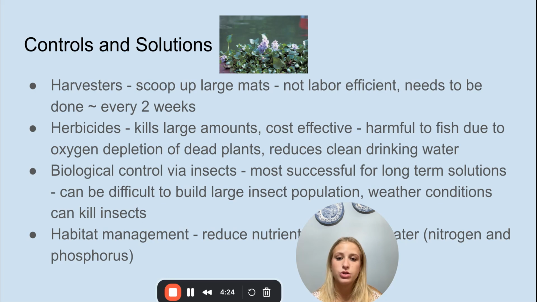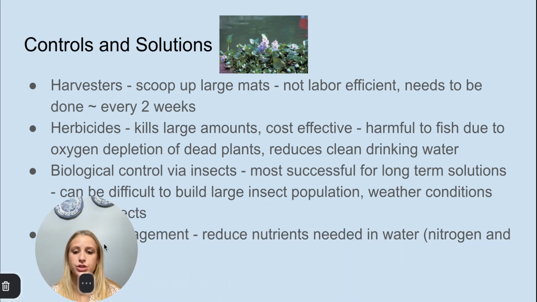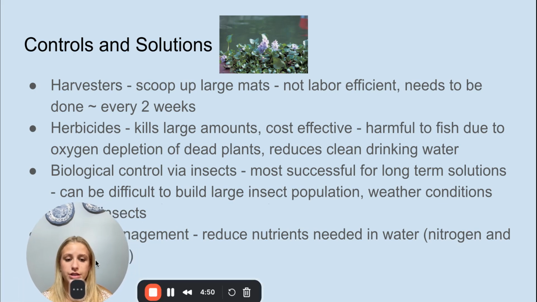And then there's biological controls by insects, which is the most successful long-term solution. So the insects are brought up from southeastern U.S., but it can be difficult because it takes years to build up the insect population, and the weather conditions do kill the insects, and because the insects eat off the leaves, it kills the plants that way. And then habitat management. So if you just reduce the nutrients in the water, such as nitrogen and phosphorus, then they can't live because they need to be in nutrient-dense waters.